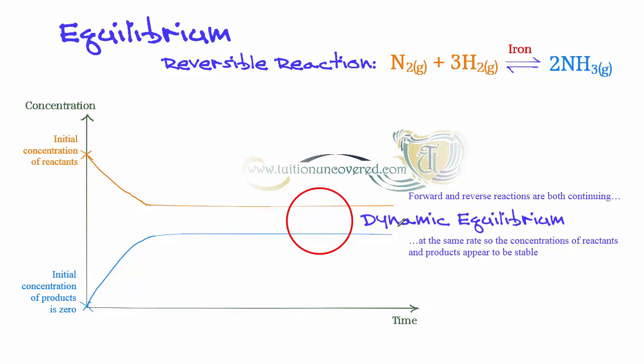This is a dynamic equilibrium in which the forward and reverse reactions are both continuing, as we've just said, but at the same rate, so the concentrations of reactants and products appear to be stable. So you still have reactants becoming products, products becoming reactants, but they're happening at the same rate, so overall the concentrations appear to be stable. The line is horizontal on a concentration-time graph.